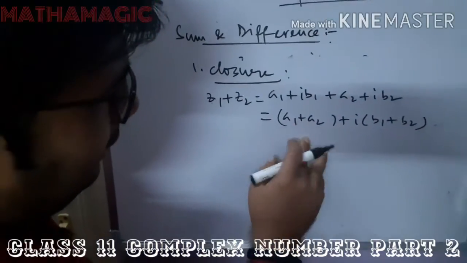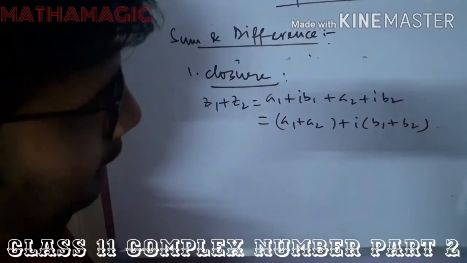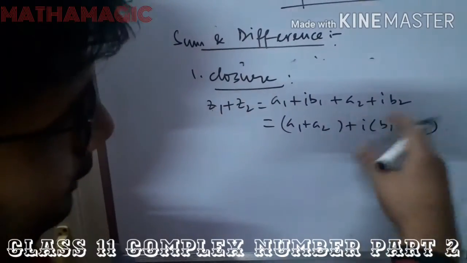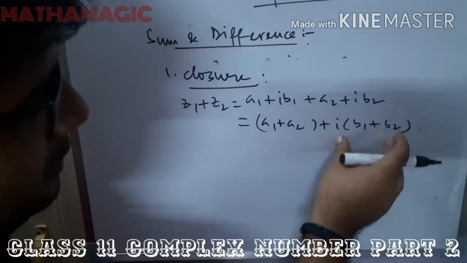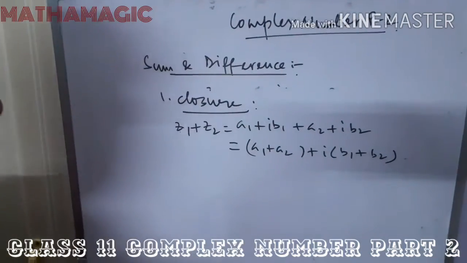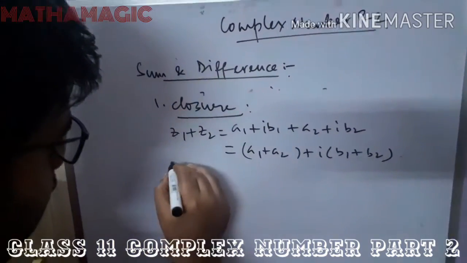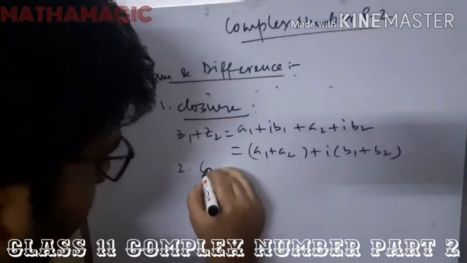So we can easily find out that this is a real part and this is i into another real part, so it is the imaginary part, and this remains the real part. So it is the general format of a complex number, so definitely it is a complex number. So the next property is the commutative property.